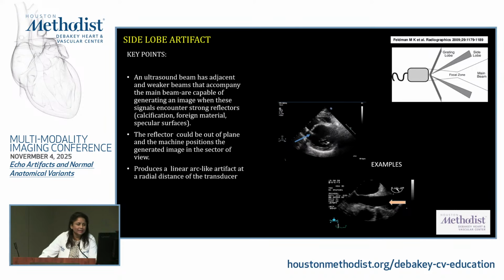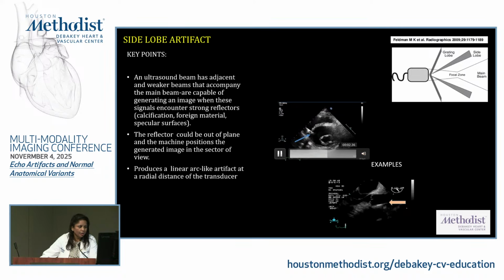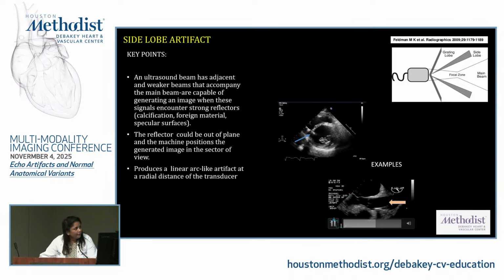The next one is the side lobe artifact. More than understanding the mechanism here, I want you to identify some of the major examples, right? Remember the case I showed you in the beginning of the talk where you see as if the pacemaker wire is going through the septum into the LV? That's just basically a side lobe artifact. What about this one, guys? You see that kind of flap-like thing in the aorta, right? So that's also a side lobe artifact.